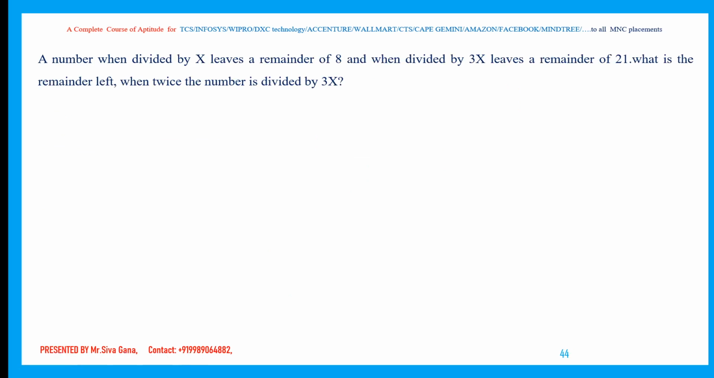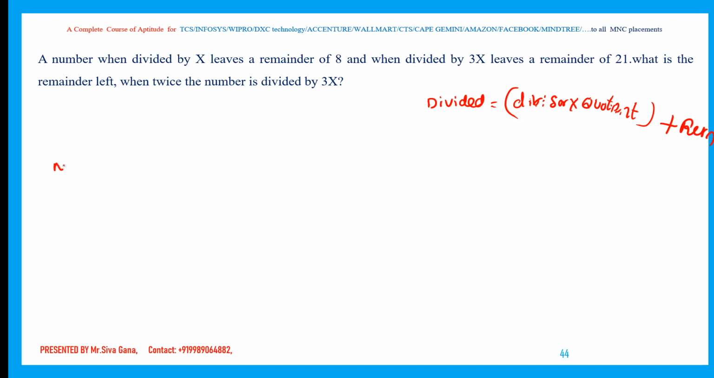A number when divided by x leaves the remainder of 8. When divided by 3x leaves the remainder 21. What is the remainder left when twice the number is divided by x? Okay, just remember this one. Dividend is equal to divisor into coefficient plus remainder. Got it? The same thing I have applied.